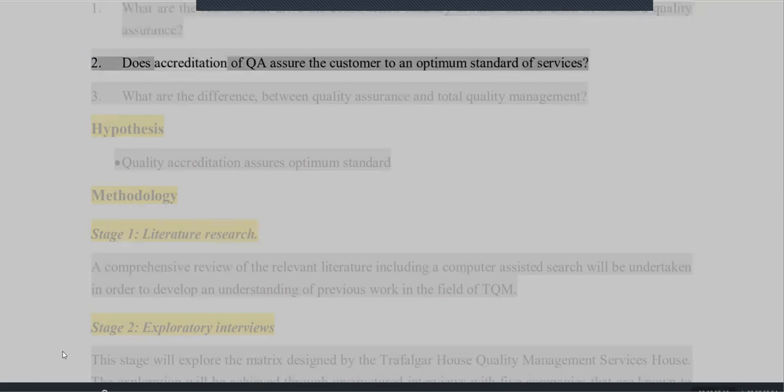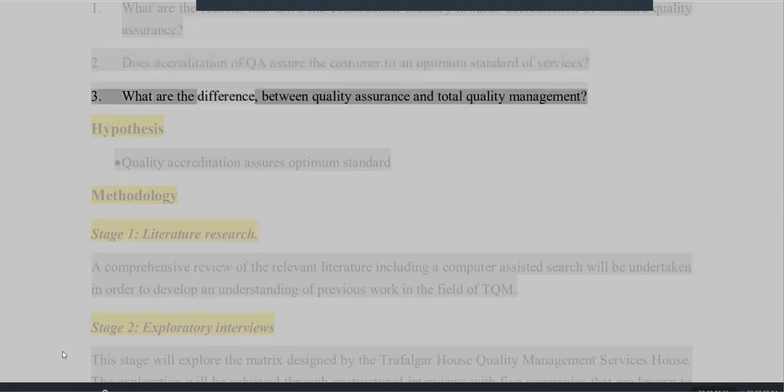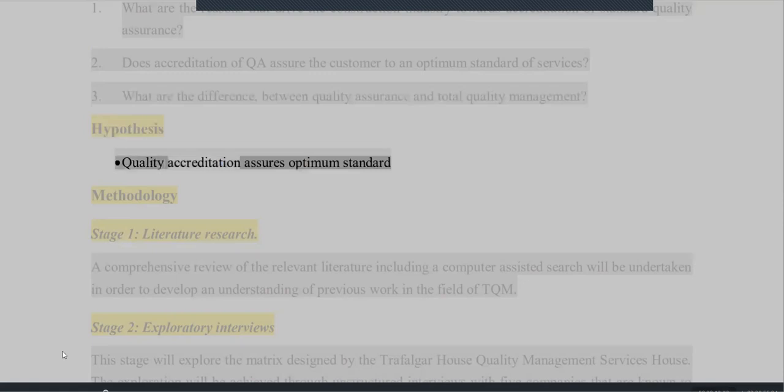2. Does accreditation of QA assure the customer an optimum standard of services? 3. What are the differences between quality assurance and total quality management? Hypothesis: quality accreditation assures optimum standard methodology.